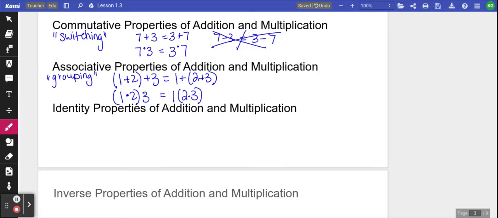The next one is the identity properties. And so when you want to identify something, you want to keep their identity, you don't want to change it. So if I take 7 and I add something to it, I want it to go back to 7. I want it to keep its identity. Well, the only number I can add to keep the identity would be 0. For multiplication, if I want to times 7 by something but keep its identity, I would times it by 1.